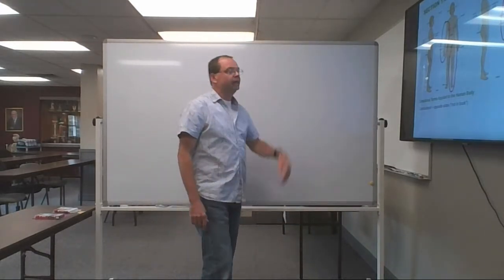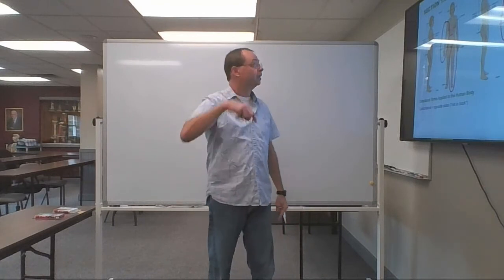Let's see, cranial and caudal. Cranial is towards the head, caudal is towards the tail. We don't have a tail anymore. Well, I don't. So cranial is this way, caudal is this way. I think that's about it.